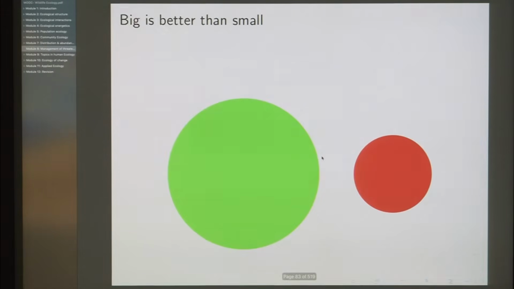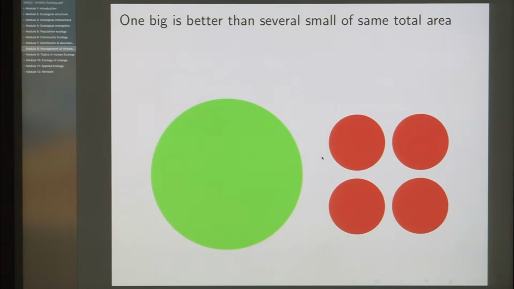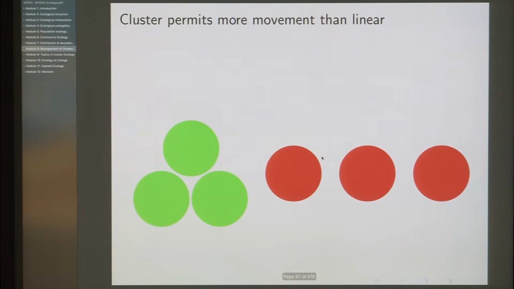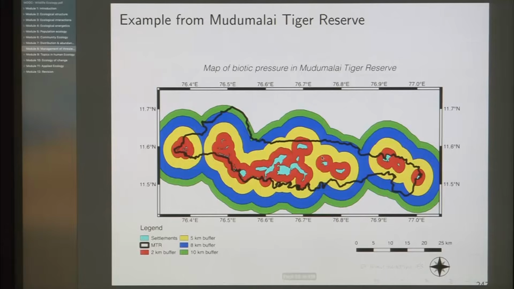In the size and shape of reserves, we looked at principles of reserve design. So, big is better than small. We looked at the reasons. You have larger populations, you have more habitat diversity, more species diversity, you have less cost, and it is less vulnerable to catastrophes. Then we said that one big is better than several small of the same total area. Closer reserves are better, cluster is better than a linear structure. Then circular reserves are better because they have less biotic pressure, and some of our reserves are not quite circular in shape, so that creates a lot of biotic pressure there.